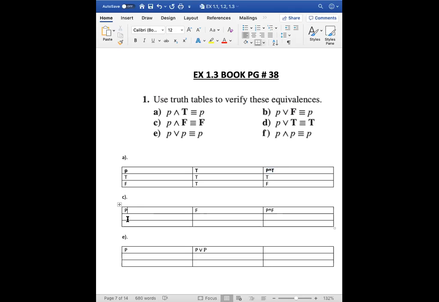Let's move on to part C. We have P and false logically equivalent to false. Again, we only have two possible values for P, true and false, and false is going to remain false regardless. We are going to AND this P and F. True and false, as we saw above, is false. And false and false remains false. So here P and F is false and false, which is basically equal to false itself. Therefore it is logically equivalent to false.